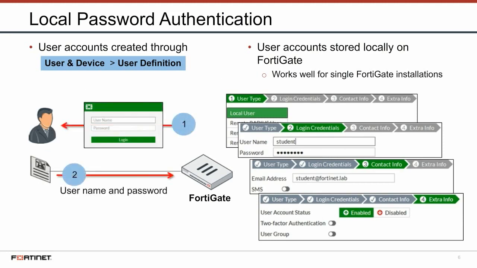The simplest method of authentication is local password authentication. User account information, username and password, is stored locally on the FortiGate device. This method works well for a single FortiGate installation. Local accounts are created on the user definition page, where a wizard takes you through the process. For local password authentication, select Local User as the user type and create a username and password. If desired, you can also add email and SMS information to the account, enable two-factor authentication, and add the user to a pre-configured user group.